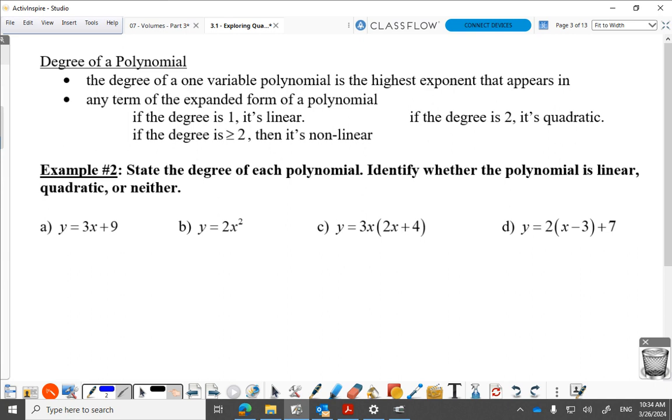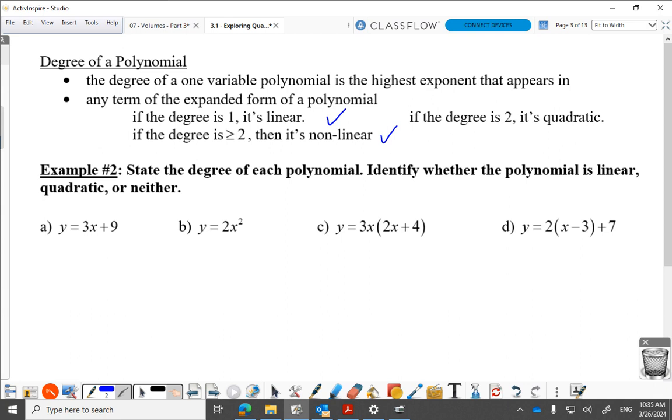So any term of the expanded form of the polynomial, we need the expanded form. What does that mean? We'll talk about that in just a second. If the degree is 1, it's linear. Okay, that's one way to know. We already knew that. That's y equals mx plus b. If you don't see any exponents, we knew that was linear. Those were lines. If the degree is greater than or equal to 2, then it's nonlinear. So if you see an exponent greater than 1, it's not linear.